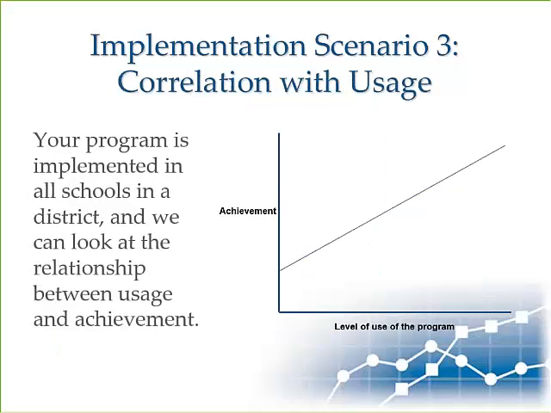The third type of implementation scenario involves looking at the correlation between the levels of use of the program and achievement. In this case, we would need for there to be some variation in the extent to which the program is used so that we can establish the correlation.